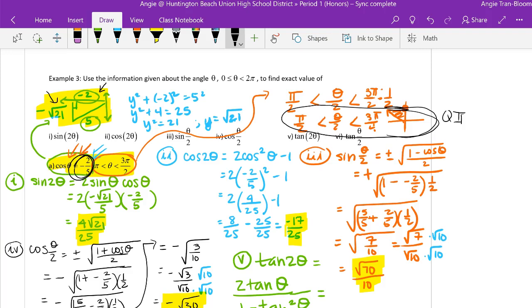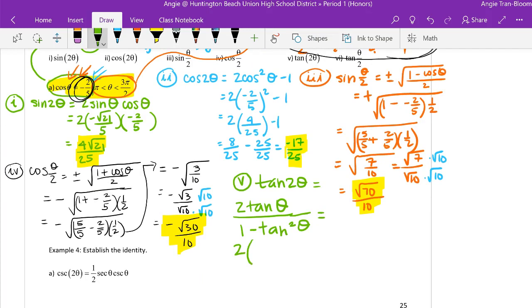I'm sorry, oh my gosh. Opposite is not negative 2. Opposite is negative root 21, over adjacent, which is negative 2. So this is opposite and this is adjacent. Opposite is negative root 21 over negative 2. A negative over a negative is a positive. So tangent of theta is positive root 21 over 2. So let's start writing. I'm going to bring down the 2.